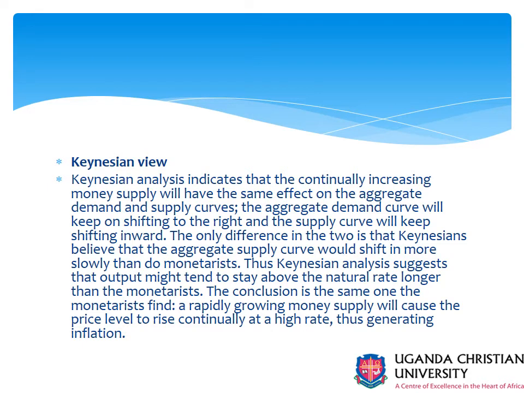What about the Keynesian view? Keynesian analysis indicates that the continually increasing money supply will have the same effect on the aggregate demand and supply curves. The aggregate demand curve will keep on shifting to the right, and the supply curve will keep shifting inwards. The only difference in the two is that Keynesians believe that the aggregate supply curve would shift in more slowly than do the monetarists. Thus, Keynesian analysis suggests that output might tend to stay above the natural rate longer than the monetarists. The conclusion is the same one the monetarists find.